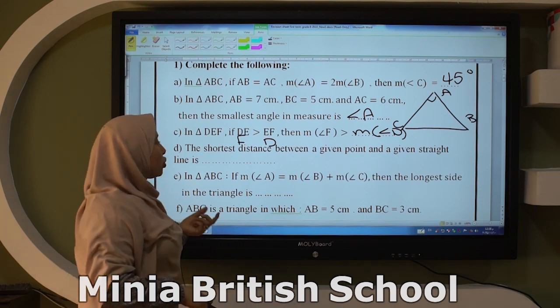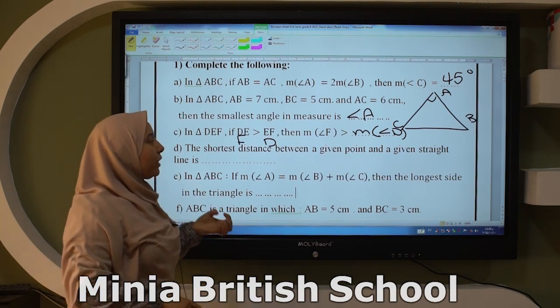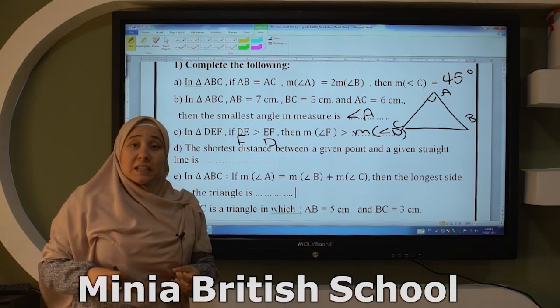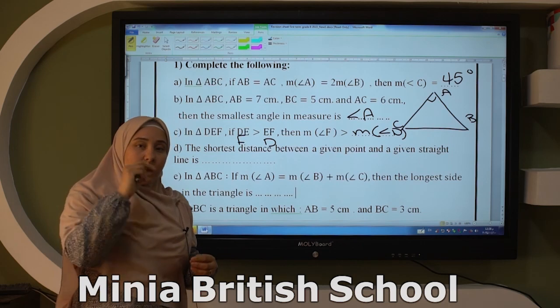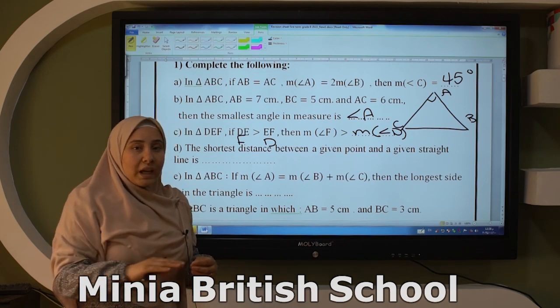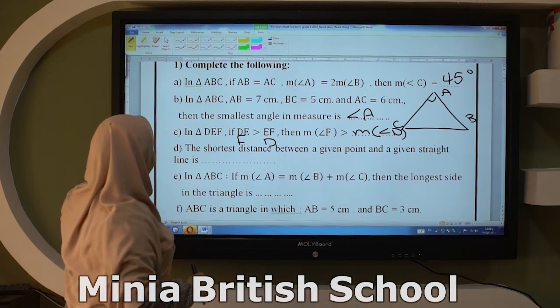Letter D: the shortest distance between a given point and a given straight line is the perpendicular line segment which is drawn from the point to the straight line.